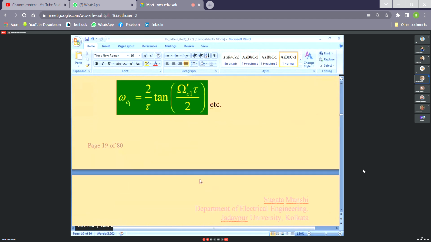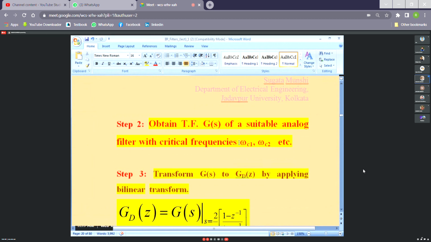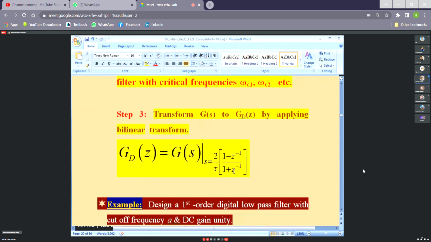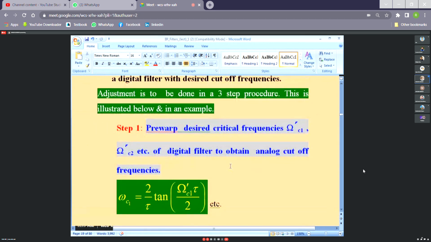All right. In the second step, you obtain the transfer function G(s) of a suitable analog filter with this new set of cutoff frequencies. Then you transform G(s) to G_D(z) by applying bilinear transformation. So these are the three steps involved. Write down.